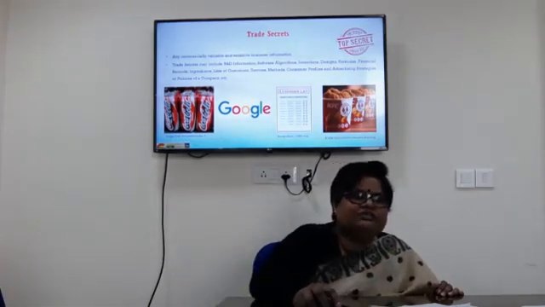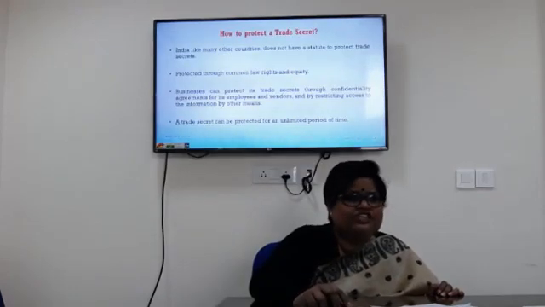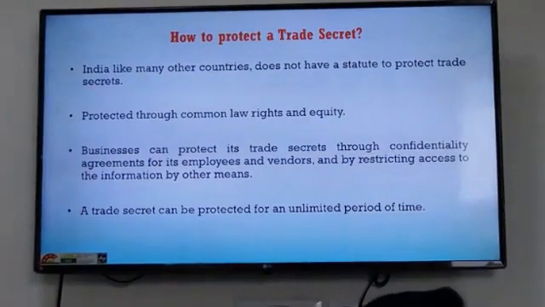So then how do you protect a trade secret? Like many countries, India does not have a statute to protect trade secrets. So trade secrets are protected through common law and equity. What does that mean? Suppose you join a company as its CEO. Obviously, you will need to know the trade secrets of that company because you have to run that business once you become its CEO. How does the company secure itself? The contract that you sign in your capacity as CEO will say that you will never reveal that trade secret until you die. It doesn't matter whether you're with the company or you've left the company.